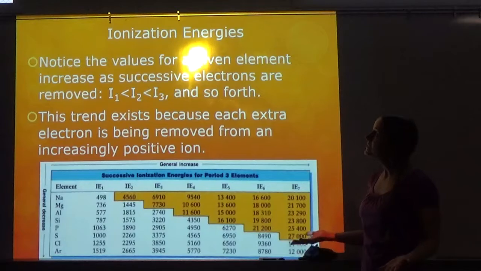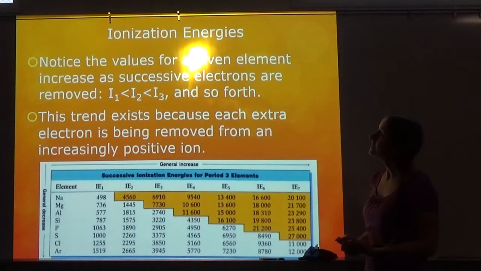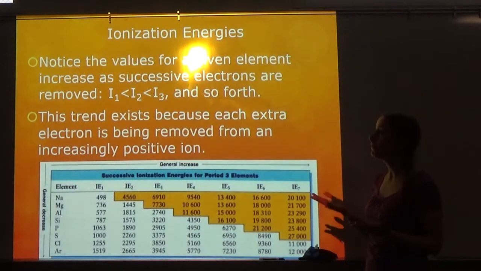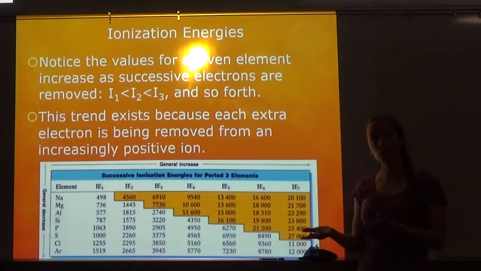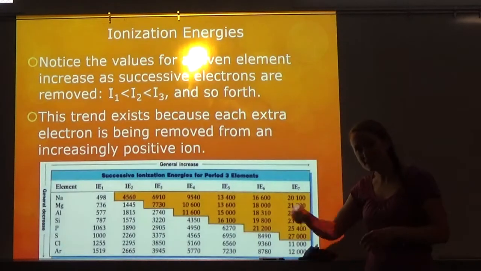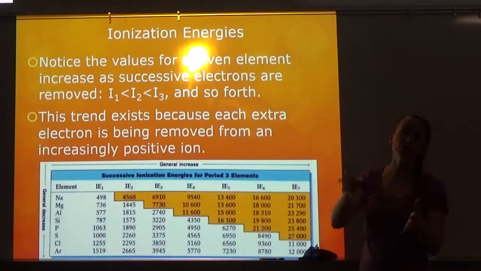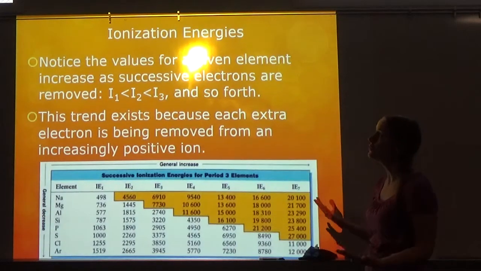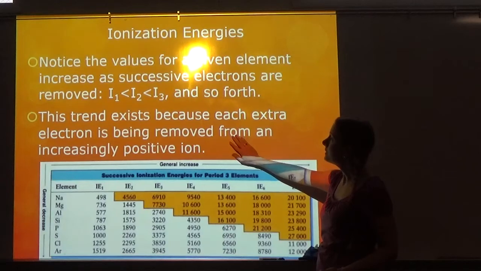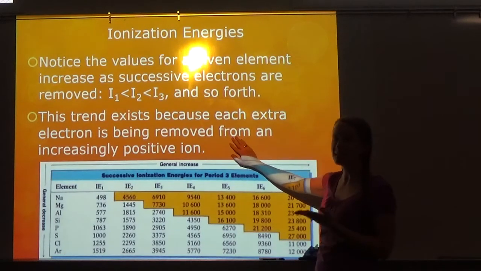Alright, so notice that the values for a given element increase as successive electrons are removed. What I have right here are different ionization energies. The first ionization energy removes one electron. The second ionization energy is what we then have to put forth to remove a second electron. Third ionization energy, we're now trying to remove a third electron, and so forth. This trend exists because each extra electron is being removed from an increasingly positive ion.